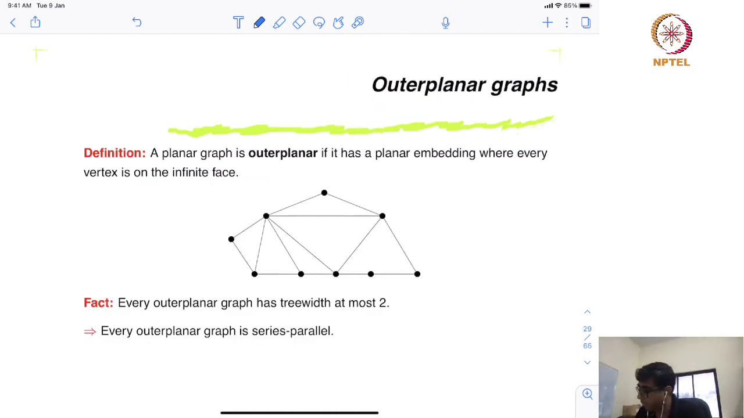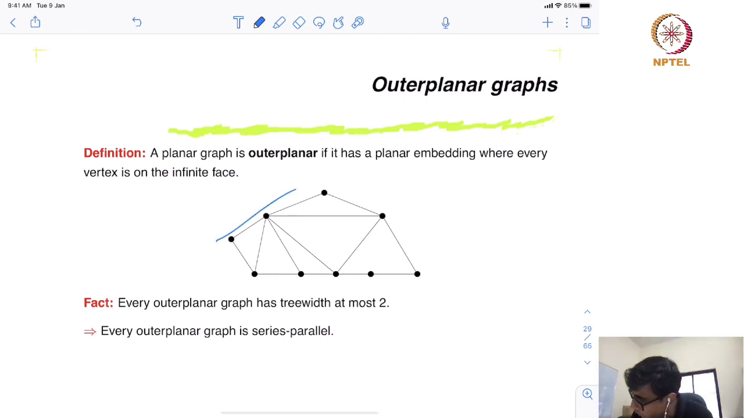Okay. So, now we saw there is another relation of treewidth on planar graphs that is exploited quite a lot. There is a notion of outerplanar graph. A planar graph is called outerplanar if it has a planar embedding where every vertex is on the infinite face.